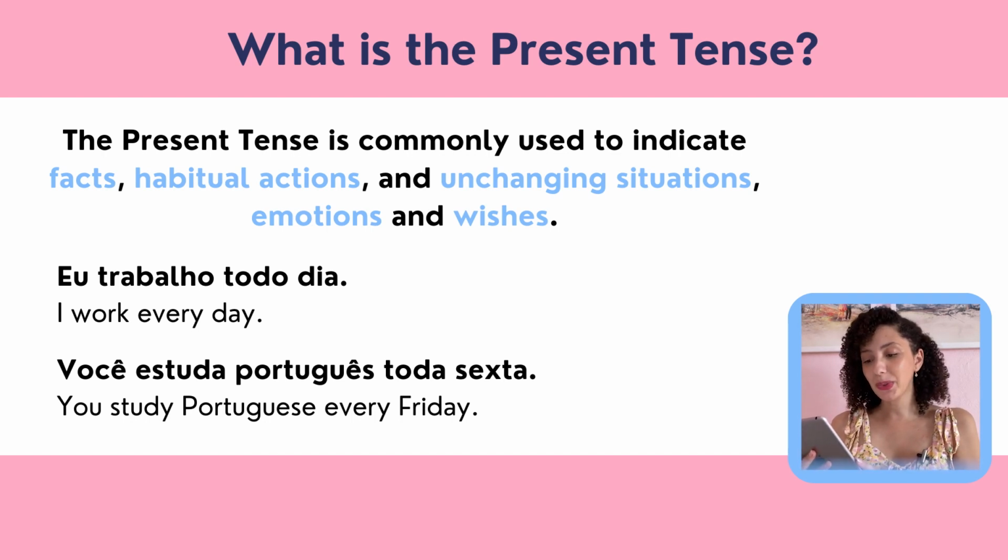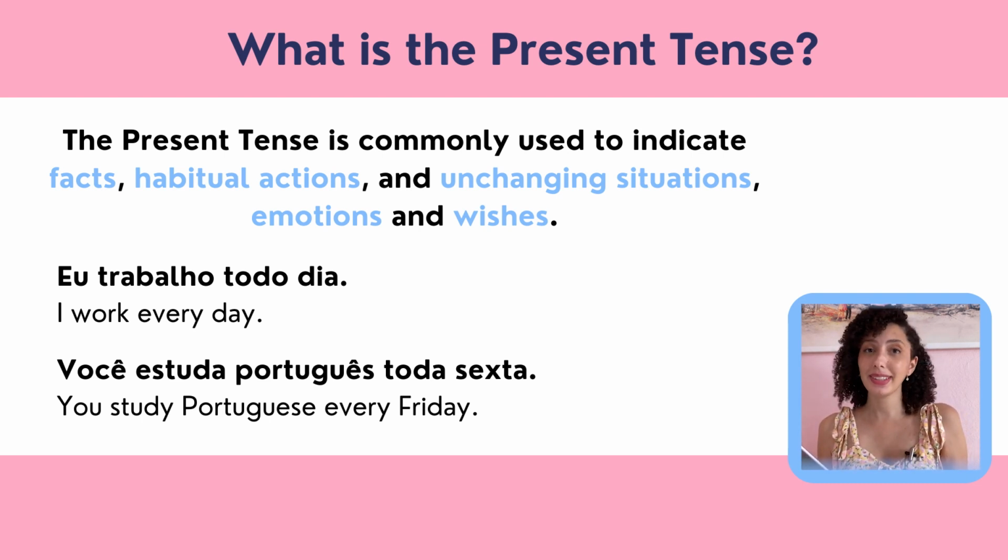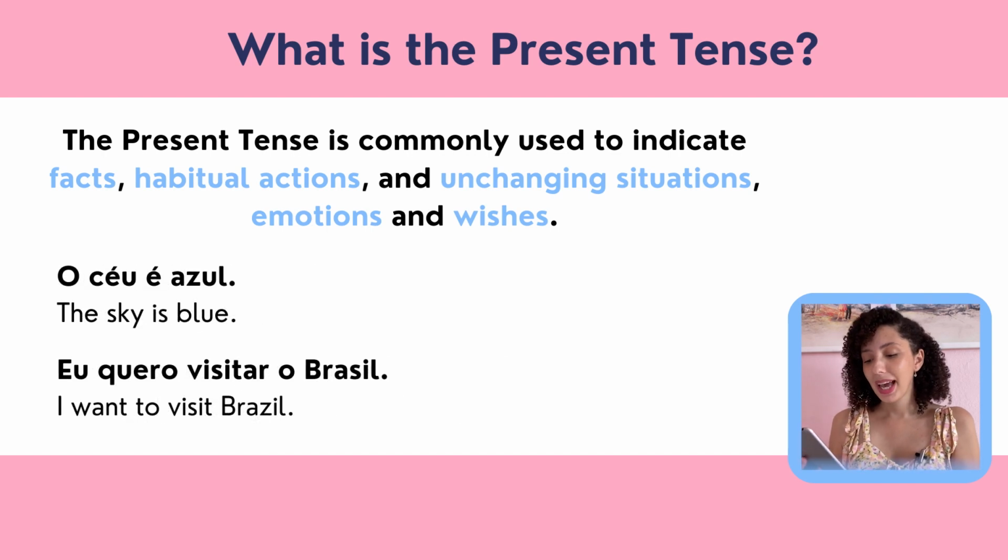Eu trabalho todo dia. So that's a habit, right? My routine. Você estuda português toda sexta. Another habit. O céu é azul. That's a fact, right? Eu quero visitar o Brasil. That's a wish. Okay, so now we know what a verb is, what a tense is, and what we can express using the present tense.